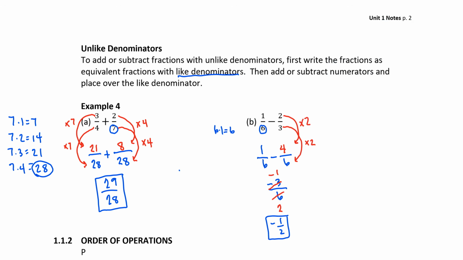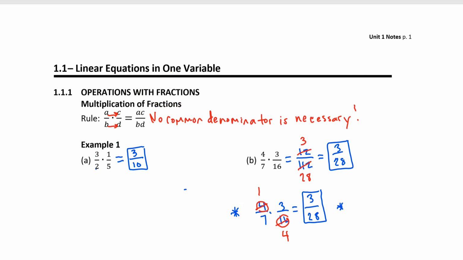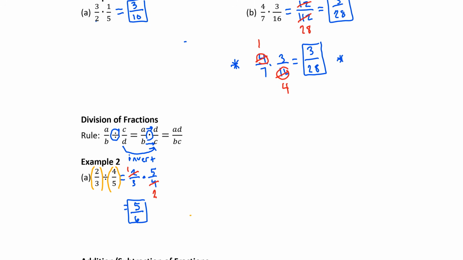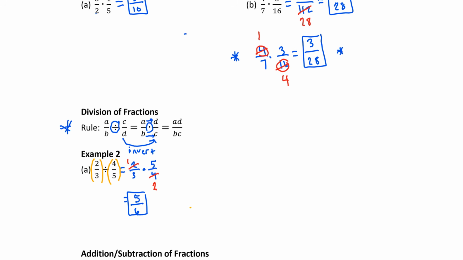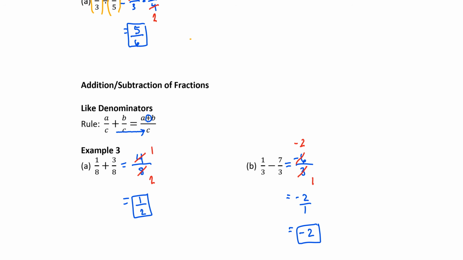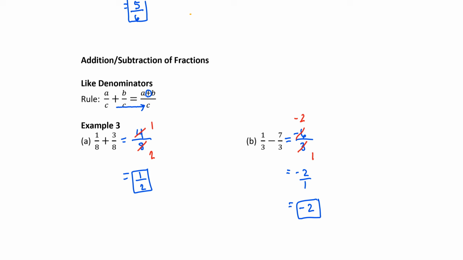So in this subsection, we reviewed the 4 basic operations on fractions. Multiplication of fractions. Remember, we just multiply straight across numerators and denominators. No common denominator is necessary. For division, we convert it into a multiplication problem by changing the operation from division to multiplication and inverting the second fraction. Then we multiply straight across numerators and denominators and reduce. For adding and subtracting fractions, an LCD is necessary.